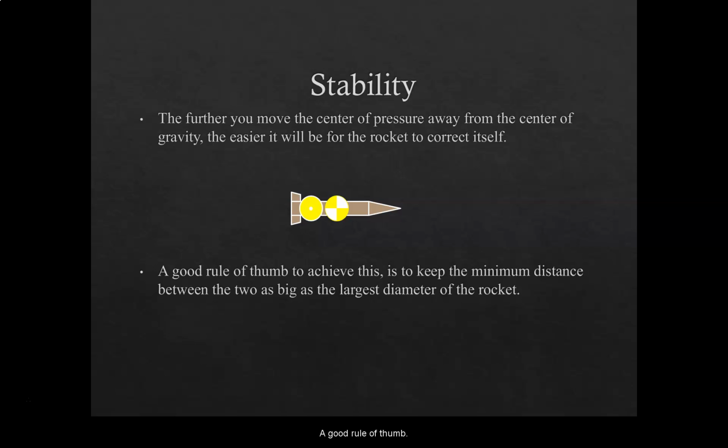And a good rule of thumb in this situation, in order to achieve a good degree of stability, would be to make sure that the minimum distance between the two centers of gravity and of pressure would be at least as big as the largest diameter of the rocket. So if your rocket is a model rocket that is, say, 2 centimeters or 3 centimeters wide for the tube, then you'd want your center of pressure to be 2 or 3 centimeters behind your center of gravity to maximize that stability.